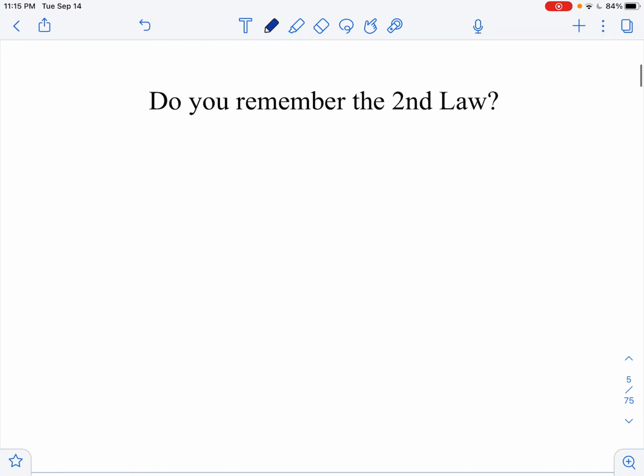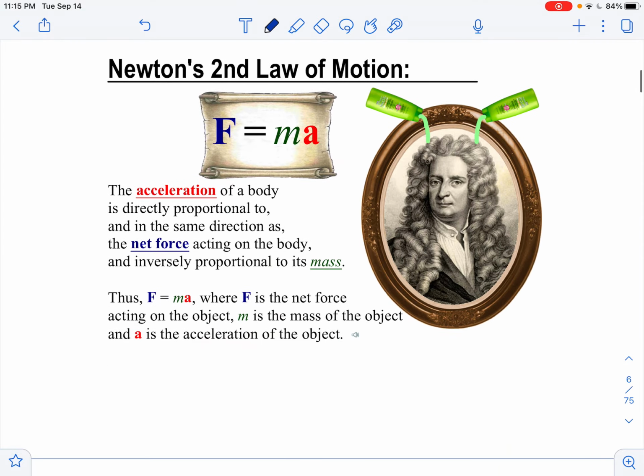Fantastic. All right, Newton's second law. That's the one that we get the equation from. That's good old F equals ma. But what does that really say? It says acceleration is directly proportional to and in the same direction as the net force acting on the body and inversely proportional to the mass. So what does that mean?